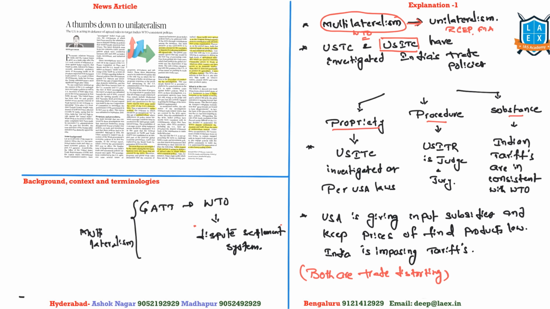What is propriety? USITC has investigated India as per United States laws. So who has to investigate India? As per WTO norms and rules. And procedure: any principle of natural justice says that a person or organization that is a party to the case cannot be the judge of it. In this case, USITC has become the judge, the jury and also the party. So no principles of natural justice are followed. And finally, whatever tariffs India is imposing are inconsistent with WTO rules and norms. So rather than taking the matter to WTO, the USA is trying to act unilaterally to ensure that its interests are protected.